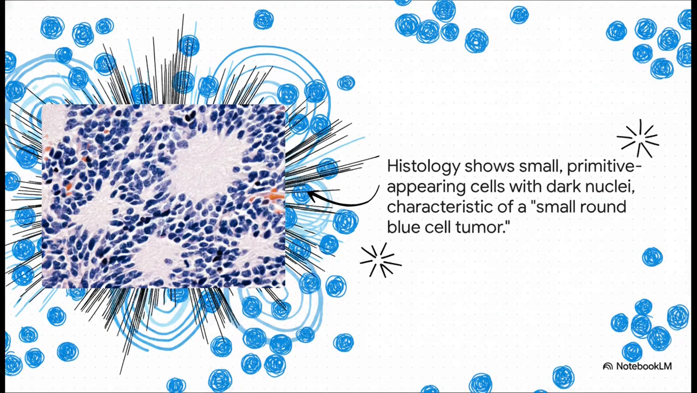Now, let's look through the microscope together, shall we? What are we seeing here? Look closely. You can see these classic, small, round blue cells. They look very primitive, undifferentiated, and they're growing in these solid sheets. This is your typical small, round blue cell tumor of childhood.